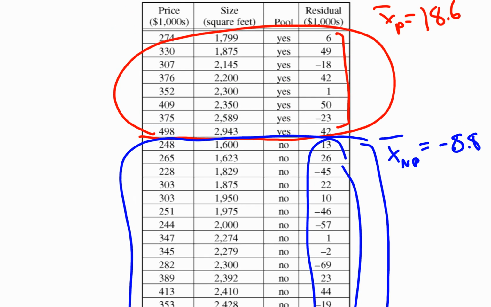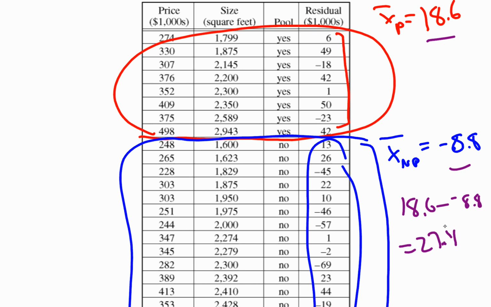So what we can do now is start to answer this question. They told us to use the residuals to predict how much more expensive a house with a pool would be as compared to a house without a pool. So if we just subtract these two numbers, 18.6 minus negative 8.8, we'd get the average difference in the residual. Let me just do that for you real quick here. 18.6, really you're adding 8.8 to it. You get 27.4.